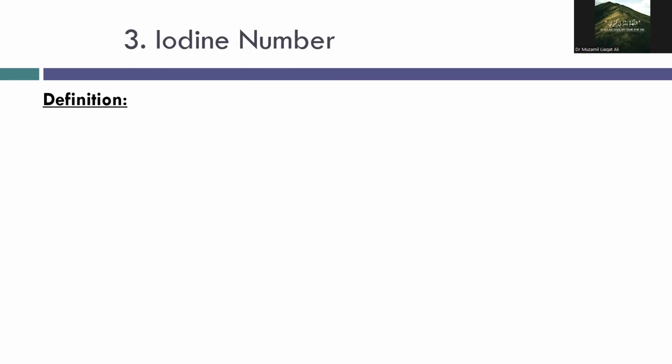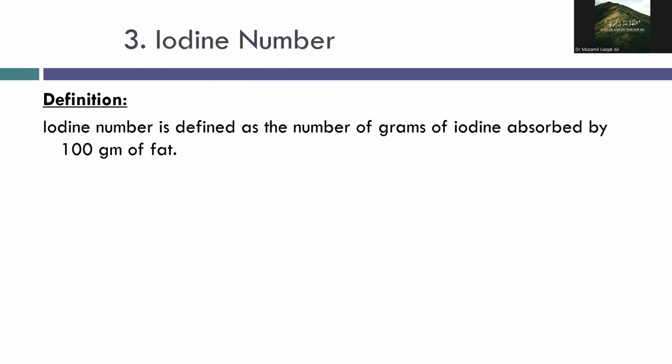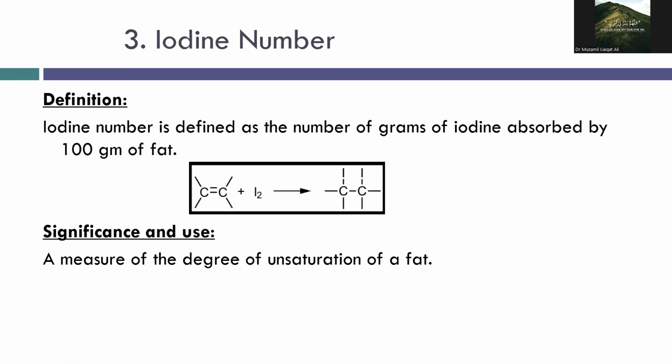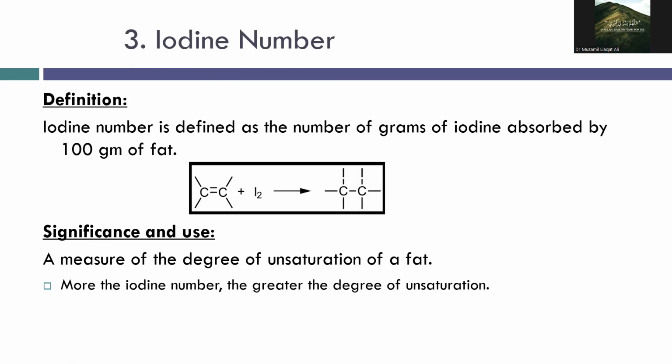Next one is the iodine number. Iodine number is defined as the number of grams of iodine absorbed by 100 grams of fat. It measures the degree of unsaturation. Higher iodine number means there will be more double bonds present in its structure. Examples: cottonseed oil, olive oil, linseed oil.